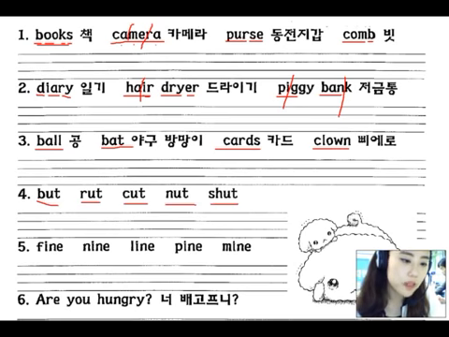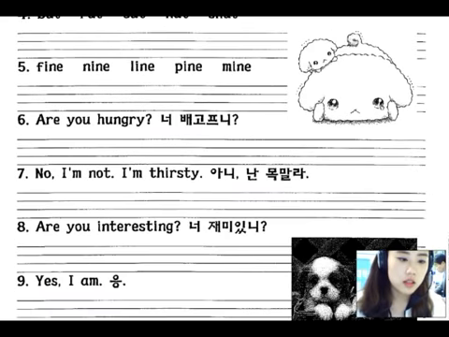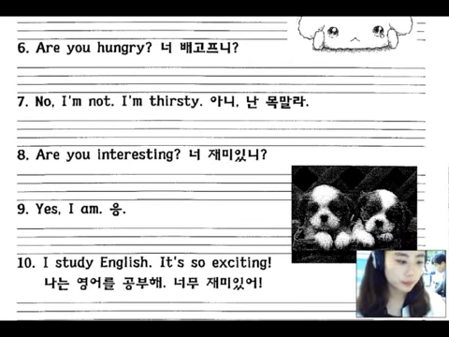And number five, F는 F. 아랫입술을 앞니로 약간 물고 F. Fine. And next, nine. Line. P는 P. Pine. M, mine. Okay. And let's move you down there.